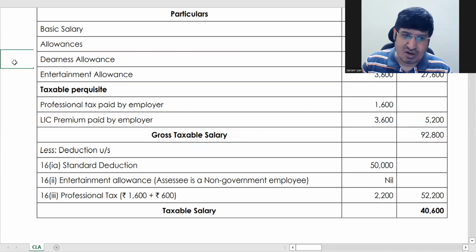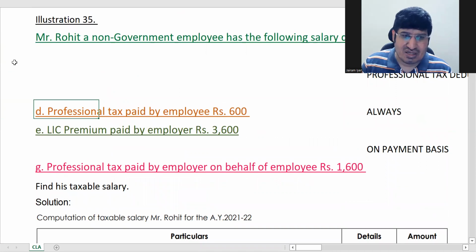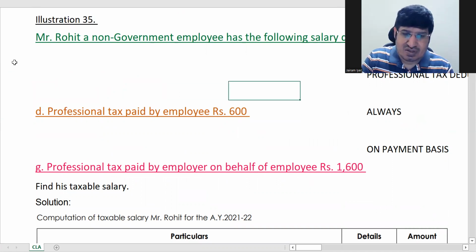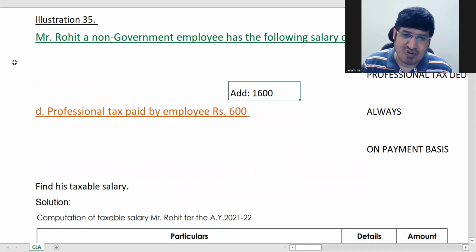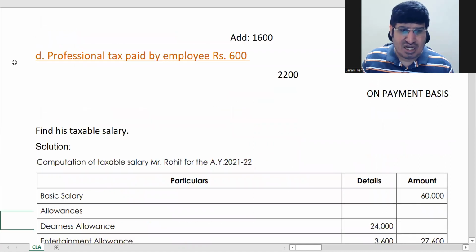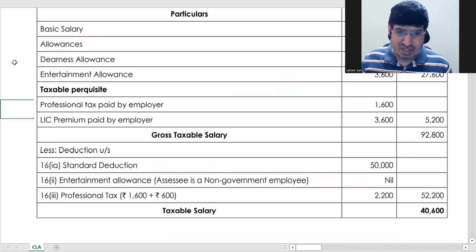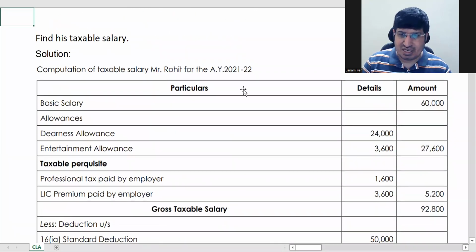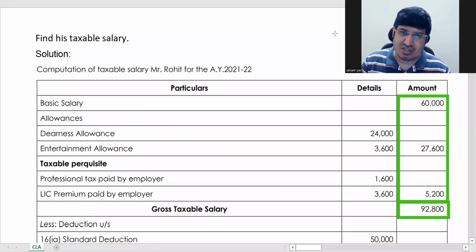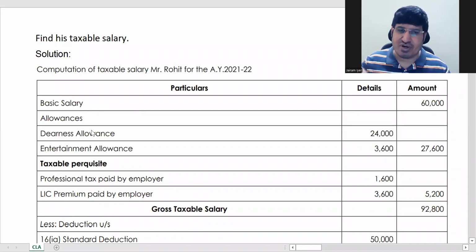Now we have got gross taxable salary. Here we have taken your LIC premium once. Now this has one more relevance, that you have to add this to this for professional tax. So I will just say add 1,600, and then we can delete this. So now professional tax total is this plus this, 2,200. Just come back here. So if we see from the beginning here, all these were totaled and we got gross taxable salary. Just do it once at your home. If you don't do it at home once, you will not get that comfort. You will have to do it.